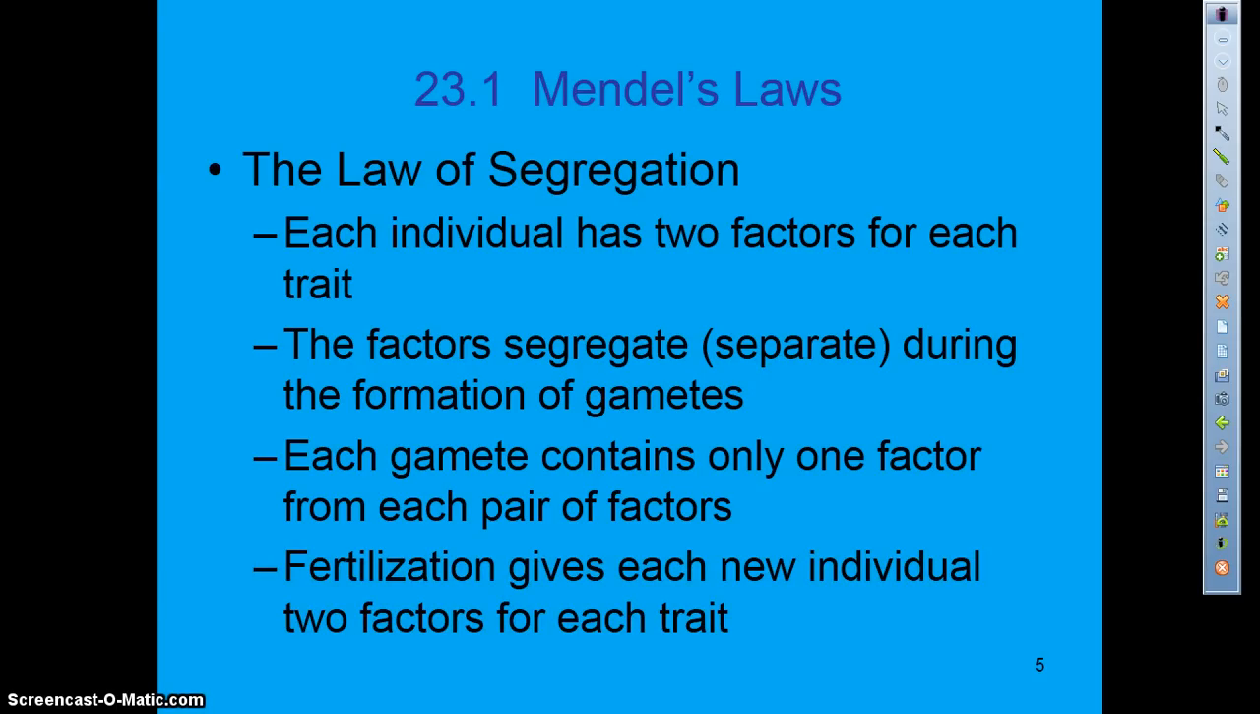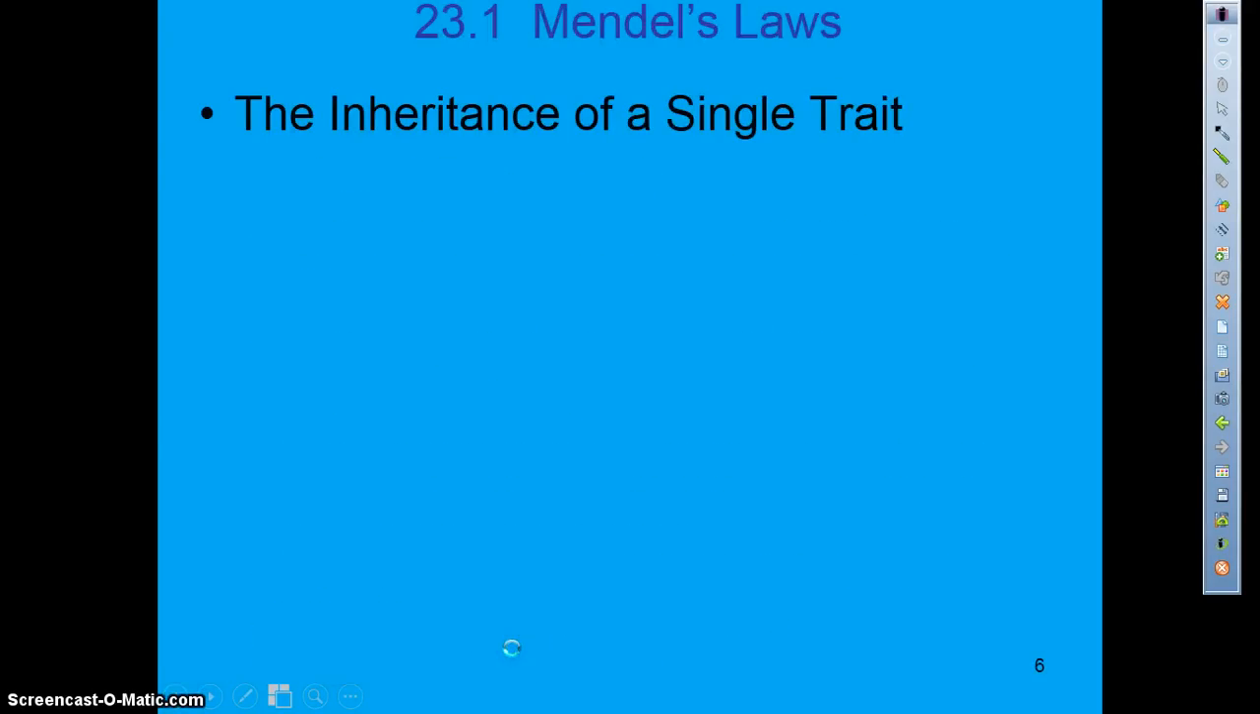Fertilization is going to give a new individual two factors for each trait. So while these factors are separated during meiosis, forming gametes, when fertilization occurs with a sperm and an egg, then that number is going to be doubled again, or come back to the complete number. For humans, it would be, instead of 23 individual chromosomes, 23 pairs, and that allows that individual to have two factors for each trait, one from mom and one from dad.